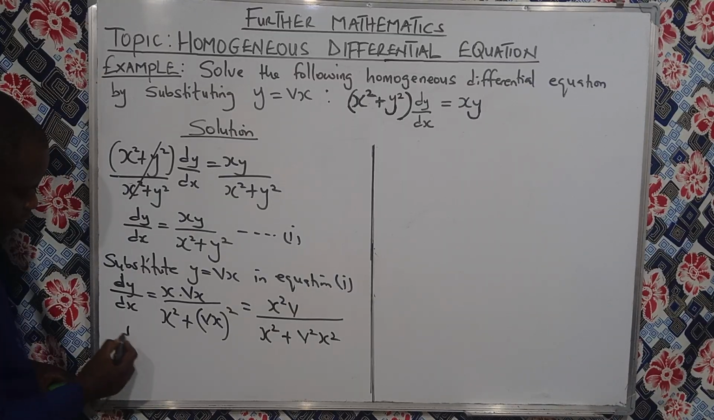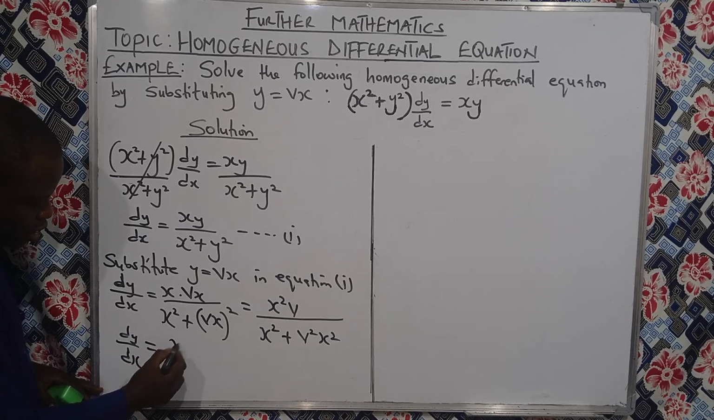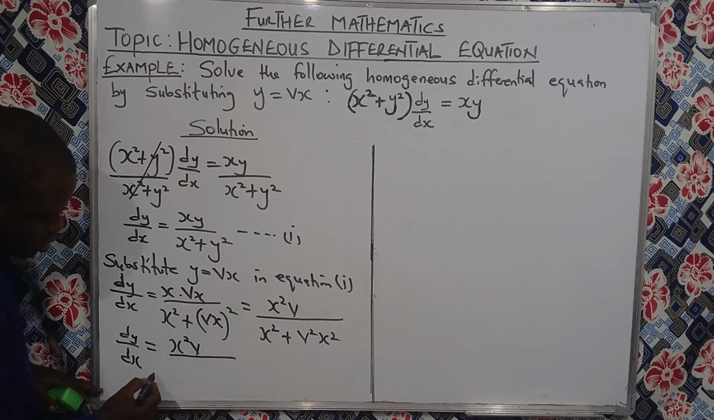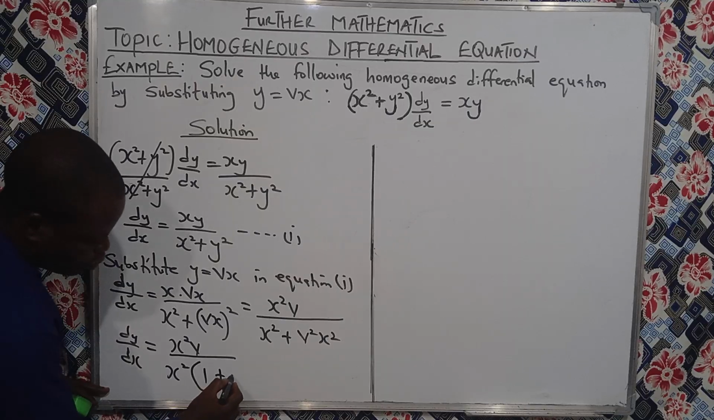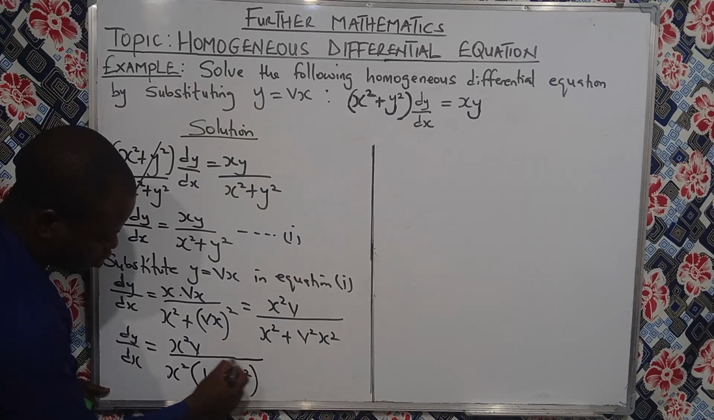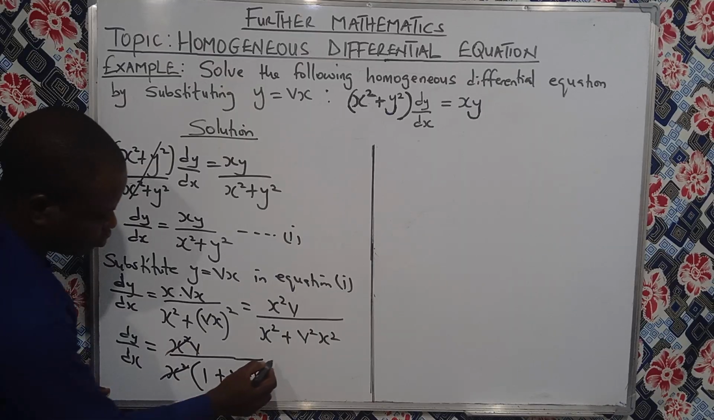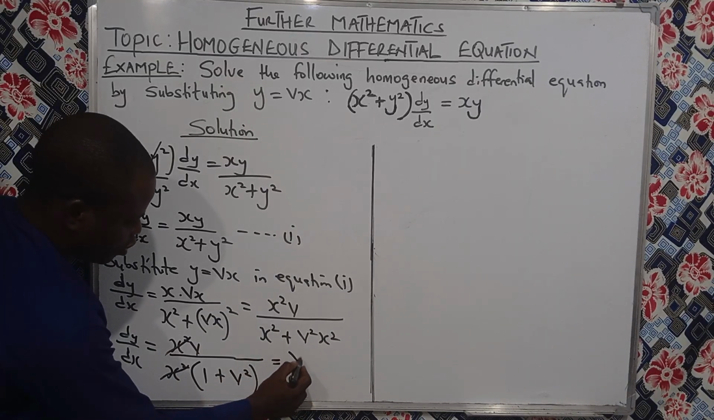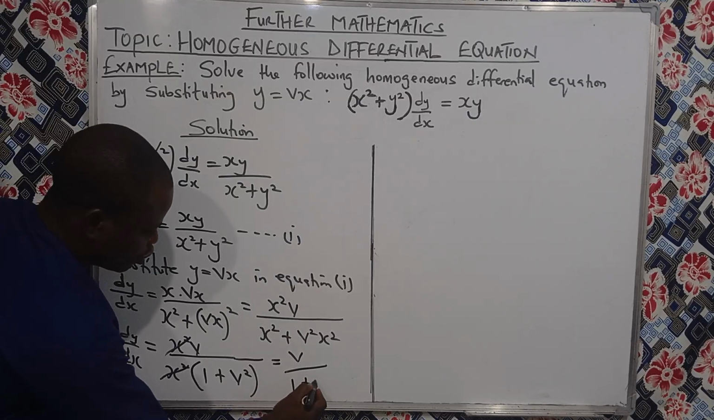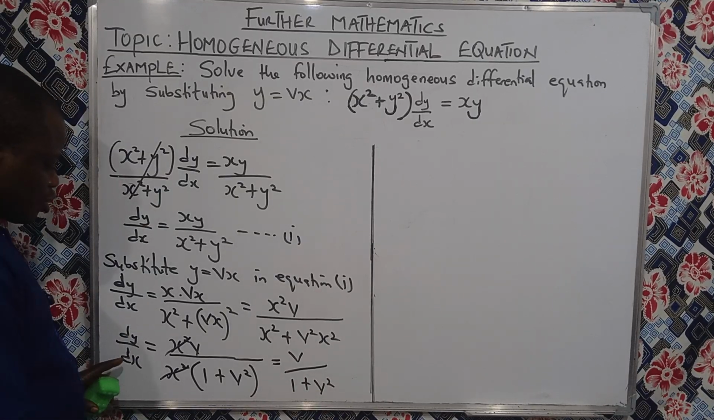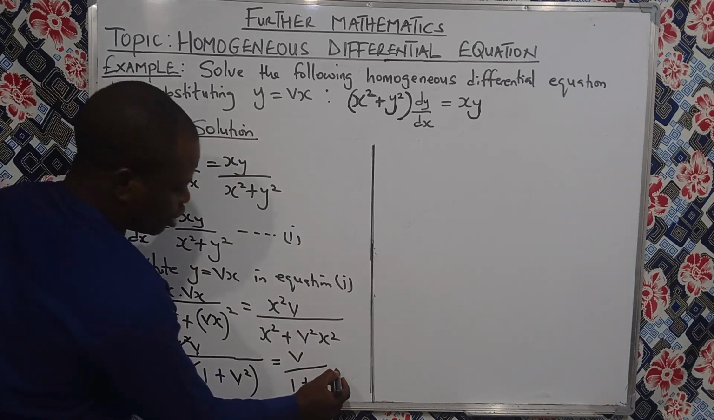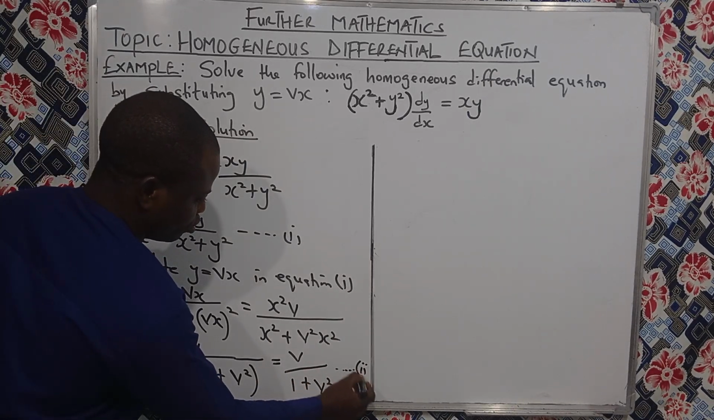We now have dy over dx equals x squared v over, let's factorize, x squared is common, open bracket 1 plus v squared. Now x squared cancels x squared. The dy over dx equals v over 1 plus v squared. Good. This is the expression for dy over dx. Let's call this one equation 2.